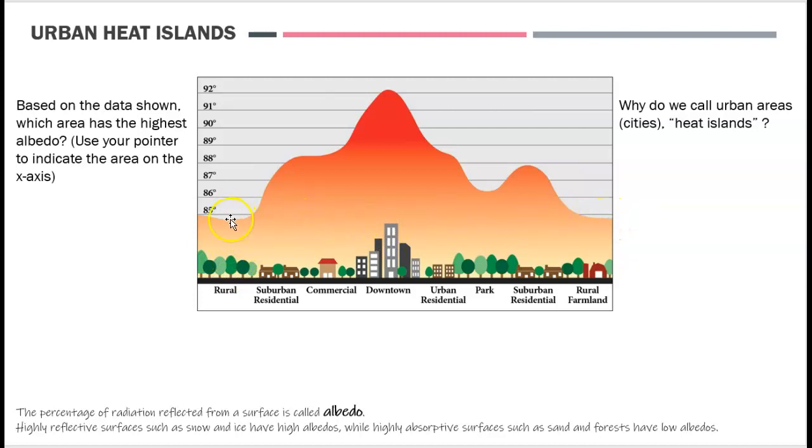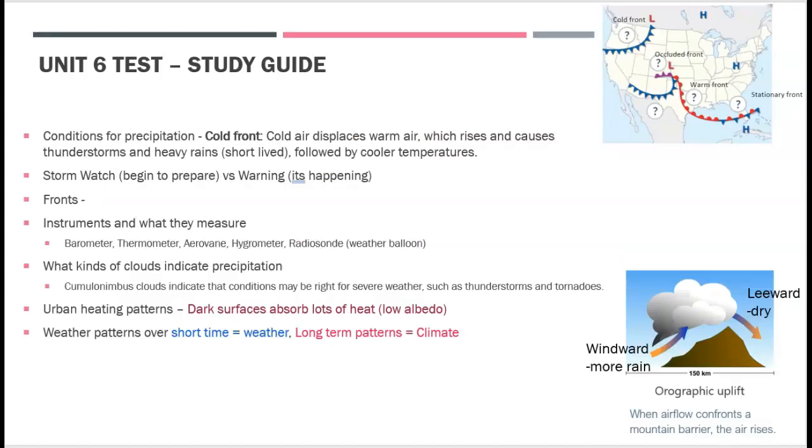So even on the same day, if you look at the area around where you live, if you live in a more rural or suburban area, your temperatures will be lower than if you live in a downtown area because there are not as many surfaces absorbing heat.